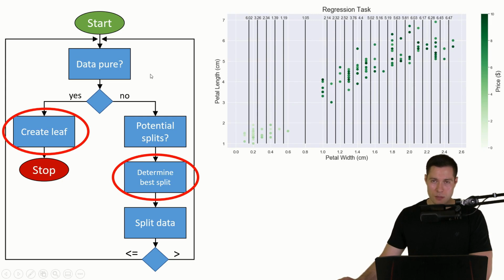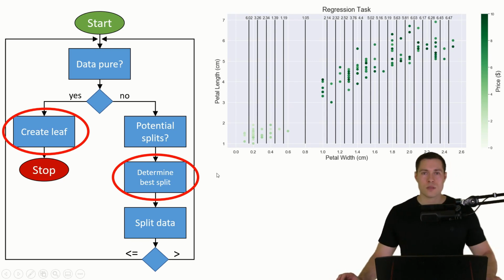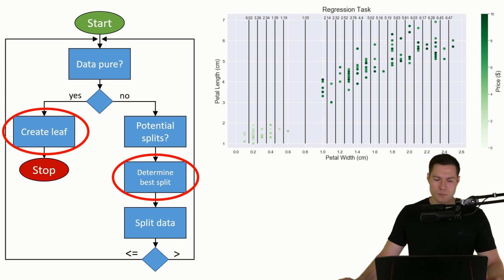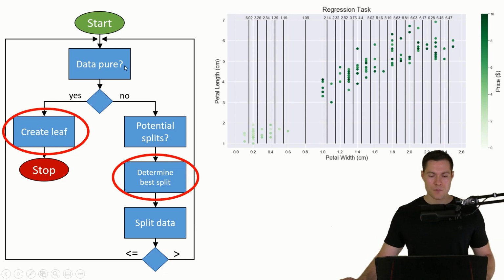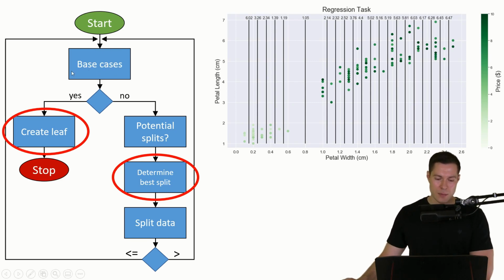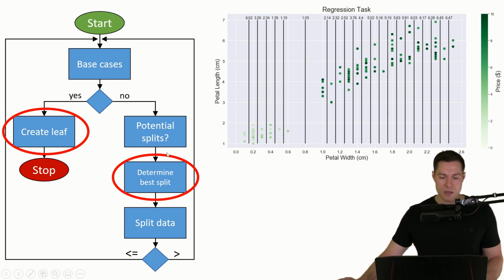And that's because the only cases where it would say that it is pure is when there's only one flower left, or maybe when just a couple of flowers happen to have the same price. In those cases, however, the decision tree would have many layers, and one of the other base cases would have already been applicable, namely either the max depth parameter of our algorithm or the min samples parameter. So again, to make this flowchart more general and applicable to classification and regression, let's rename the step to simply base cases. So if the base cases apply, then we're going to create a leaf.